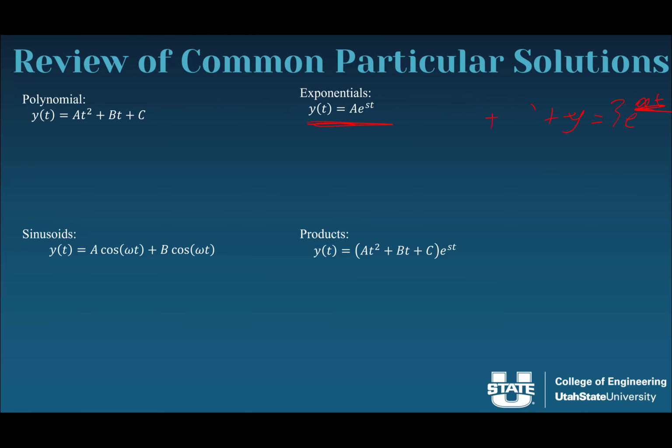And then you have the other ones. You have your at squared plus bt plus c. That's another one you can do if you have a t squared on your right-hand side of your equation. You have the sinusoidal one. If your second order differential equation is equal to some sine or cosine, that's what your particular solution is going to look like, and you can use that as well. And then for products, it's the same deal. Like I said, we'll go through some examples and you'll see how it all works.